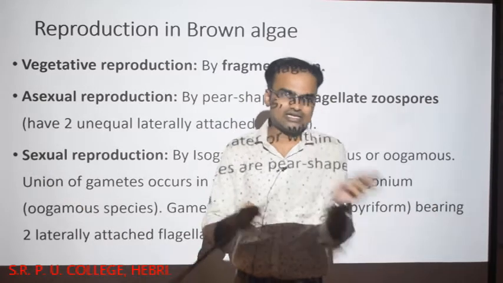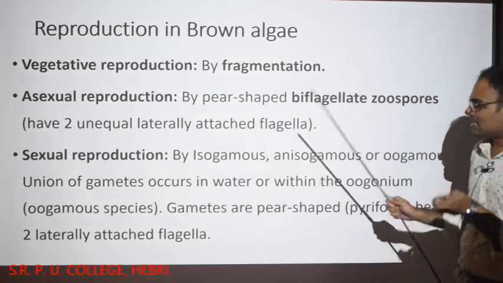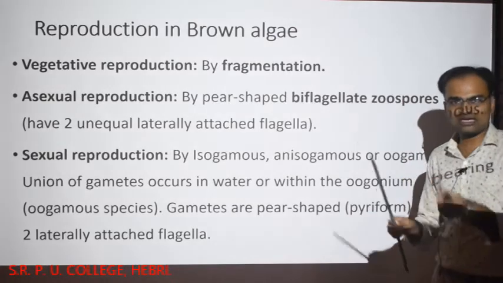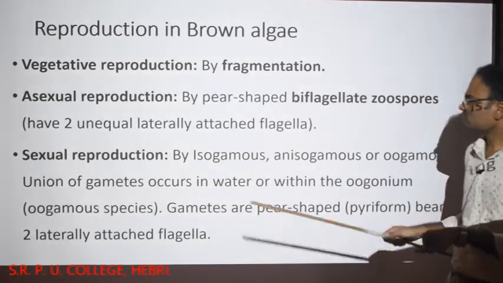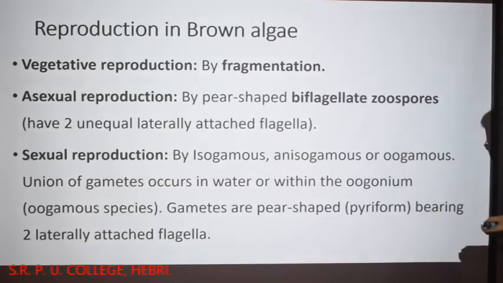One is on the left side, another one is on the right side. Like that, the flagella are also unequal, that means their size is unequal. One is shorter, one is smaller, but they are present in a lateral position. The sexual type of reproduction here is by isogamous, anisogamous and oogamous type.